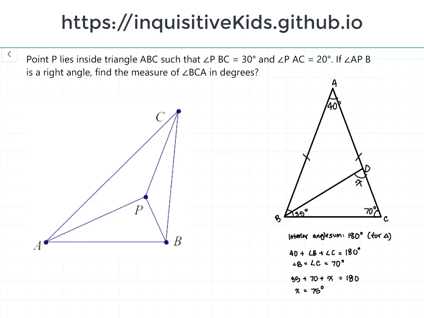Now let's try another problem. Point P lies inside triangle ABC such that angle PBC is equal to 30 degrees and angle PAC is equal to 20 degrees. If angle APB is a right angle, how can we find the measure of angle BCA in degrees? Now pause the video and try to see if you can solve this problem on your own.